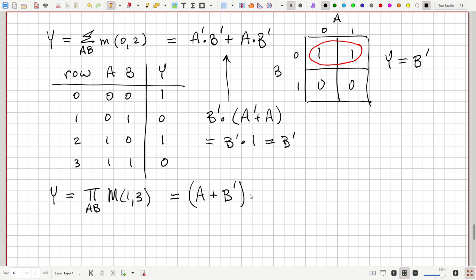And then you have that times the next max term, which is for row 3. That's where A is 1 and B is 1. So what's an OR expression that is 0 for that row? A is 1, so not A is 0, or B is 1, so not B is 0. So for that row and that row only, not A or not B is 0. Okay, and there's your canonical product. This product is 1 everywhere except for the first row, and this product is 1 everywhere except for the third row. So the product is 1 everywhere except the first and the third rows. That leaves the 0th and the second rows where it's 1.